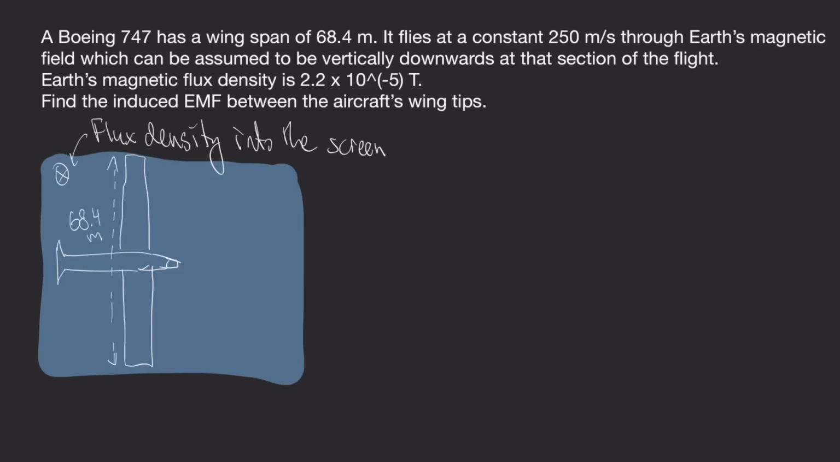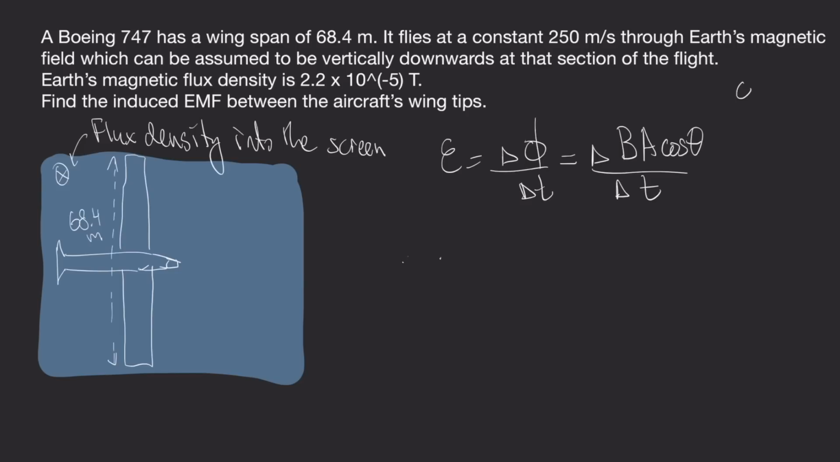In order to figure out the induced EMF, we have to use Faraday's law. And I'm going to show you an equation which is incredibly useful. So E is equal to the rate of change of magnetic flux linkage. In this case, N is just equal to 1. So we're just going to write delta phi over delta t. This here will be equal to the change of BA cos of theta, and then divide that by delta t.